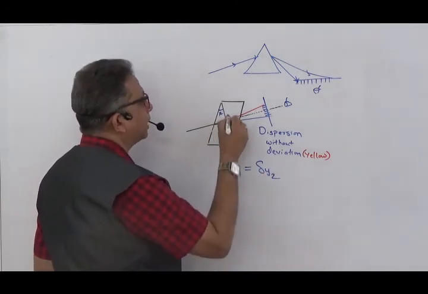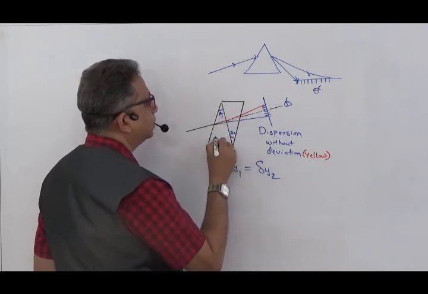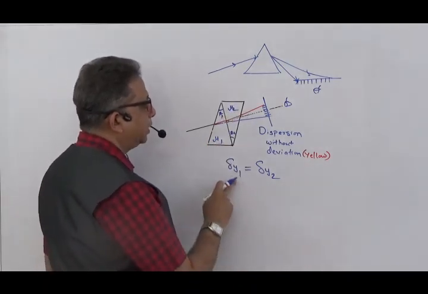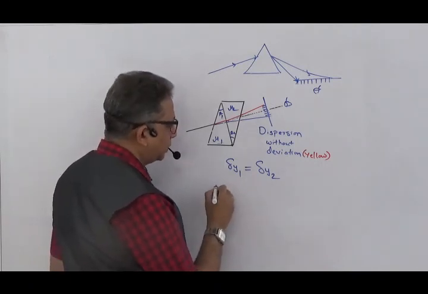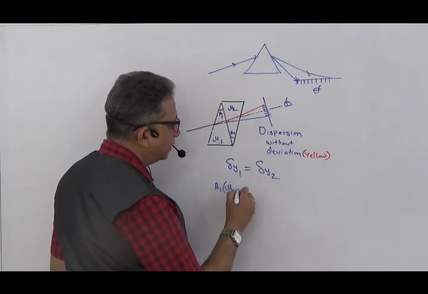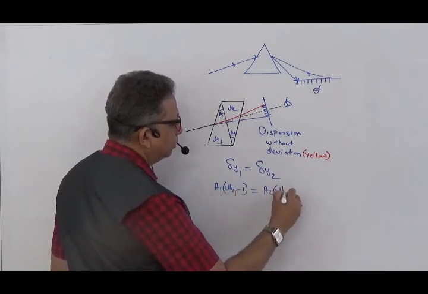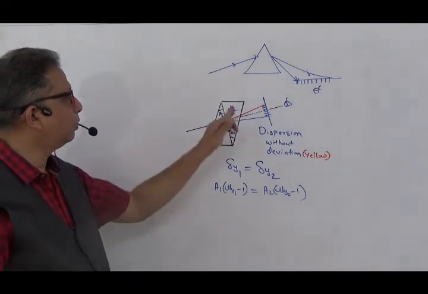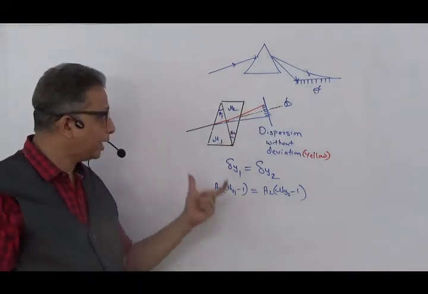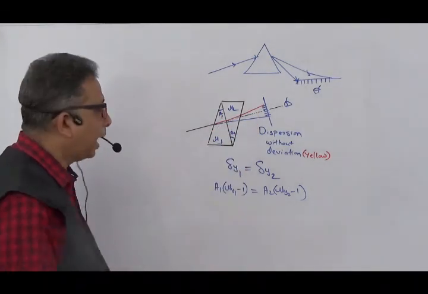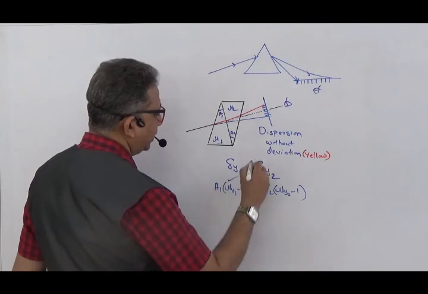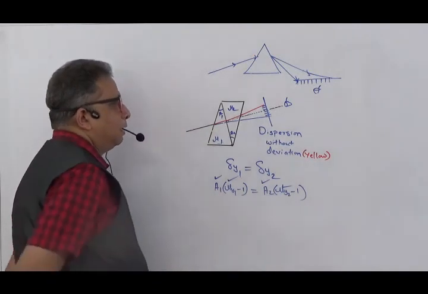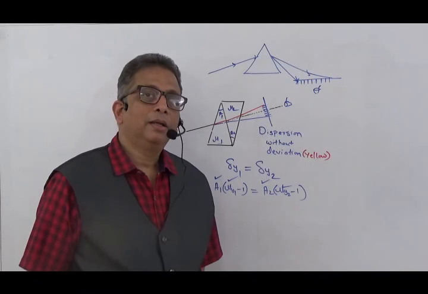So let us give all these parameters. This is A1, this is A2, this is having mu1, and this is having mu2. So for the deviation of yellow color, what was the equation that we had used? That was equal to A1 (mu y1 minus 1) equal to A2 (mu y2 minus 1). That would be the relation for how we are going to achieve this kind of an arrangement. If I want to have a straight line spectrometer, I should be using two prisms having refractive indices mu1 and mu2, having angles A1 and A2. Only then can a straight line spectrometer arrangement be achieved.